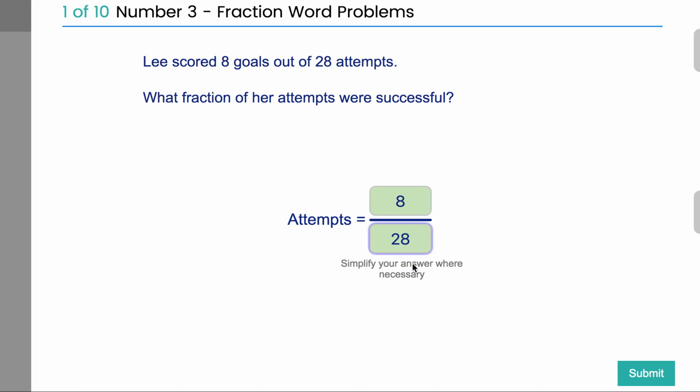And it says to simplify the answer. You need to know about simplifying fractions, which is where you divide both numbers by a common times table. In this case, we can divide them both by 2 to turn that into 4 and 14. And then we can divide them both by 2 again to turn that into 2 and 7. And there is no times table now that we can simplify that by any further.